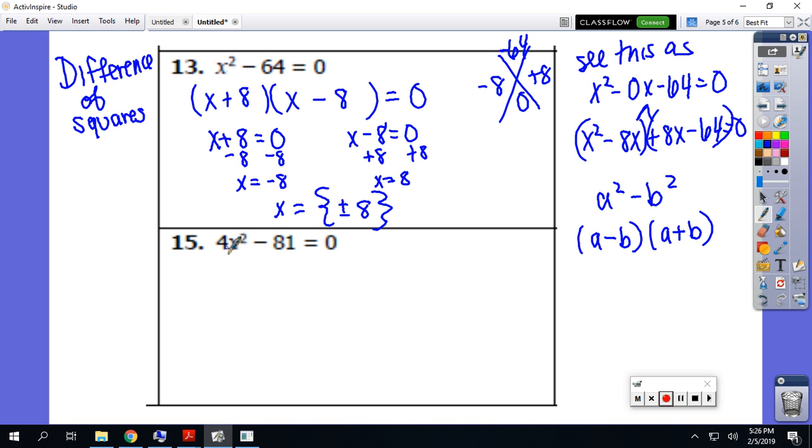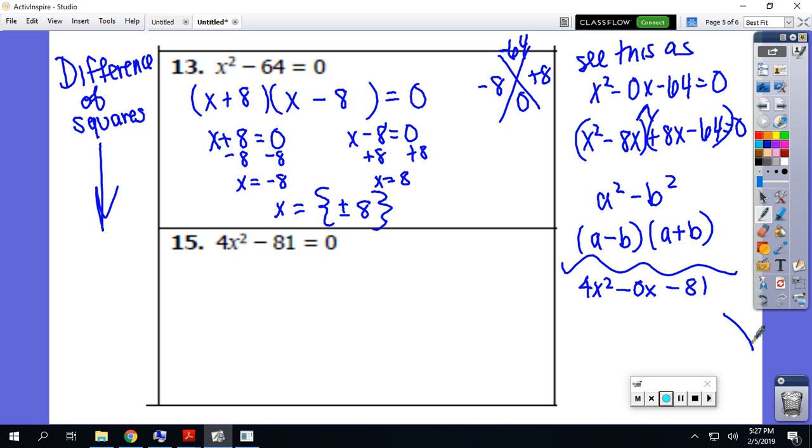Number 15. So GCF: is 81 divisible by 4? Answer is no. It gives you a fraction. So there's no GCF. So now I have two terms, and I notice that 4 and 81 are a difference of squares. So I could see this, like I said above, as 4x squared minus 0x minus 81. Okay? If I see it this way, I have to use grouping for this.